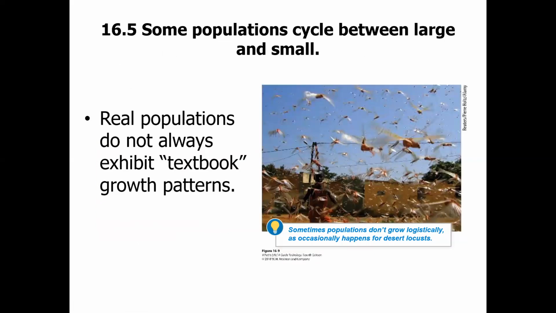So we have those models that I showed you. We have exponential when there's nothing checking the population growth. We have logistic when we have a more realistic view of the environment and how that impacts how big a population can be. But populations don't always exhibit what we call textbook growth patterns.